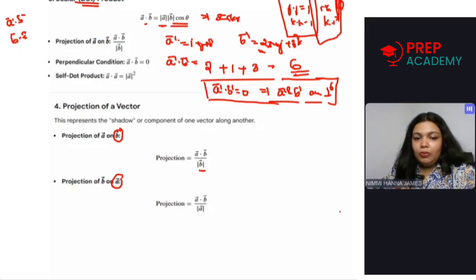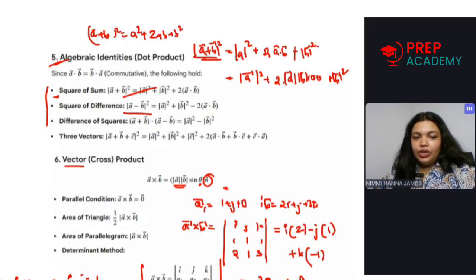The modulus of a vector. So projection of a on b, we find using a dot b by mod b, and projection of b on a is a dot b by mod a. Okay, and using vector products, we can find the area of a triangle and the area of a parallelogram.